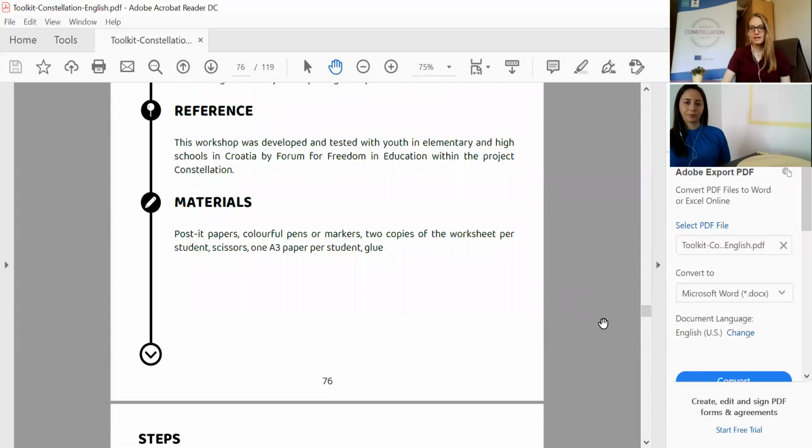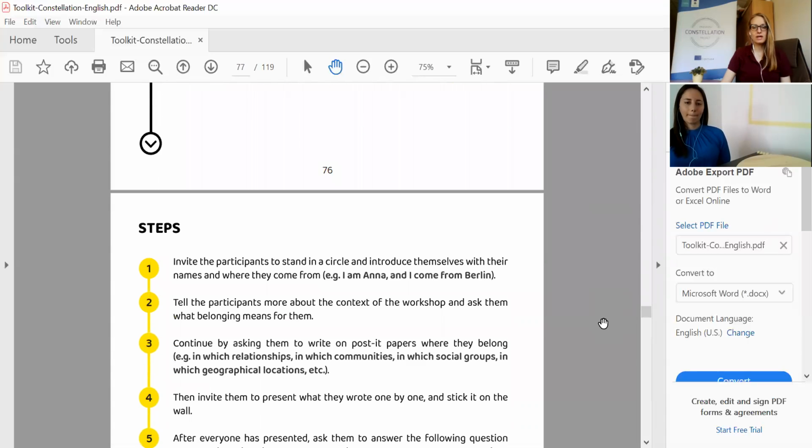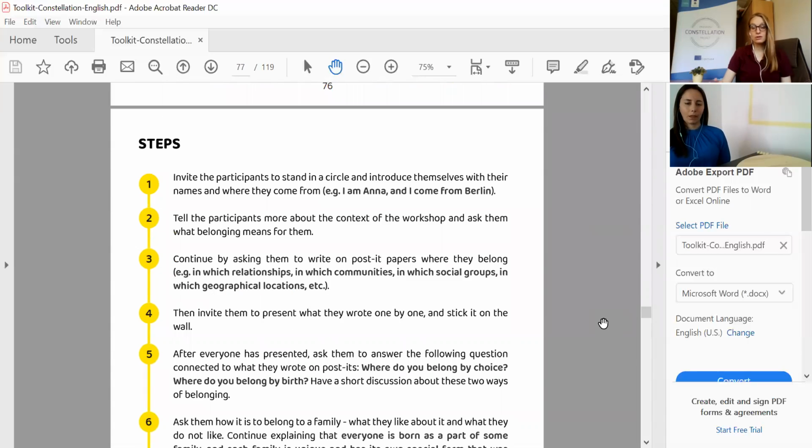Yes. On the next page you can see the steps, and you can easily follow them one by one, and it helps you to go through the workshop. Today we will demonstrate how this workshop can be implemented. My task in this video will be to share the steps, and Marcela will comment and show practically how it is done.